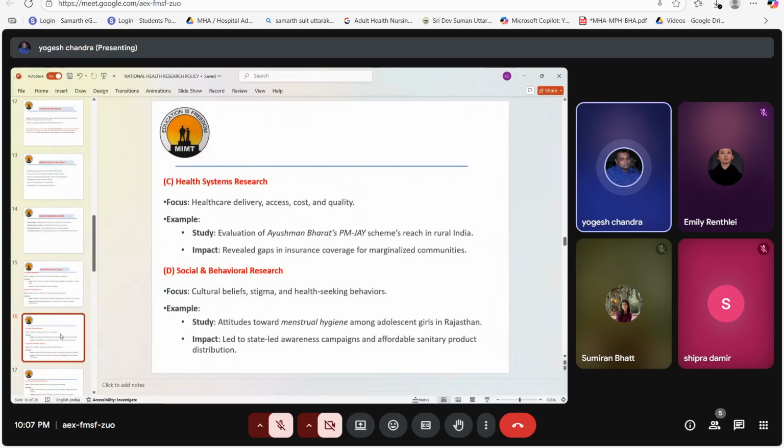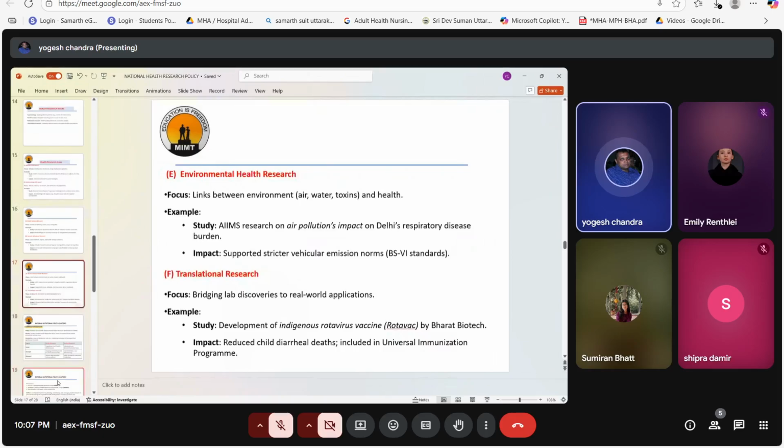So then we started the awareness campaign, affordable sanitary product distribution, all this kind of activity. So from where we get this input, that we have such a gap, that is again the part of research. But that is a different kind of research, where we are doing research based on social and cultural beliefs, stigma, or any kind of behavioral aspect of the community. So in this way we do this in different areas.